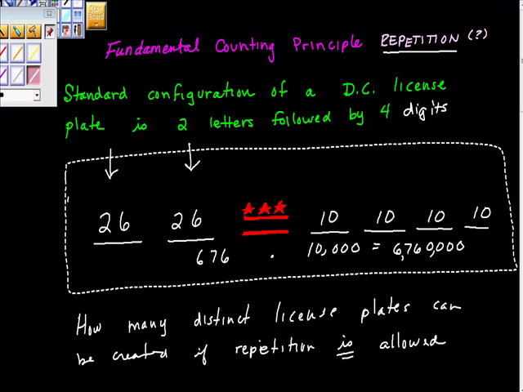Okay, but what if repetition is not allowed? So what if we change this and say repetition is not allowed? That is to say, let's say you chose this. How many choices did you have to start with for a letter? 26, right? So you chose A. If you chose A here and repetition is not allowed, you can't have A here also, right? We're saying you can only use it once.